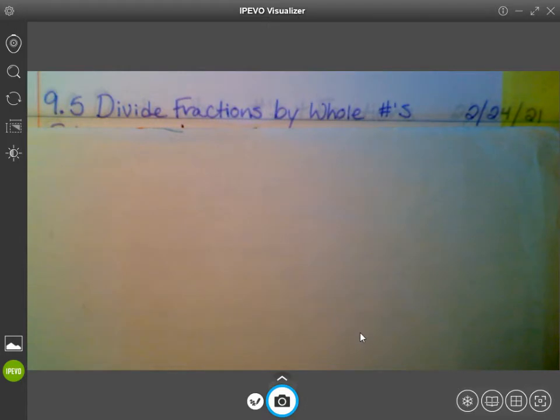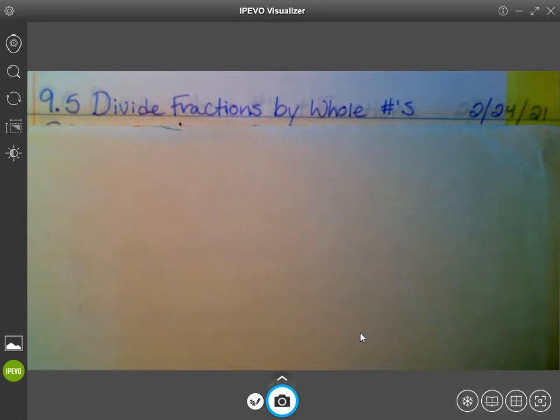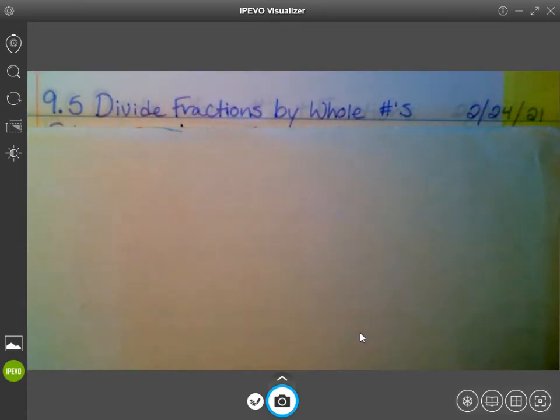So today, we are titling our page 9.5, Divide Fractions by Whole Numbers, and today's date, which is 2/24/21. So like I said earlier, yesterday we took whole numbers and divided them by fractions. Today we're doing the opposite, or the reciprocal, I suppose. We're dividing fractions by whole numbers. Give me a thumbs up when you are ready to move on.